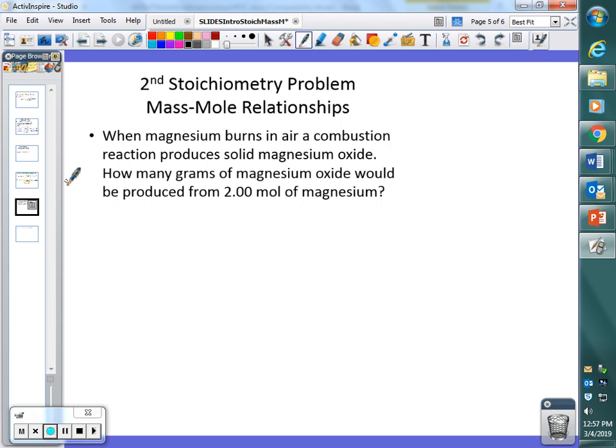Here is the next type of problem, which is labeled mass-mole relationships. This is from the back side of your outline from Friday. So you'll see that Roman numeral number 3 up at the top says mass-mole calculations. Okay?